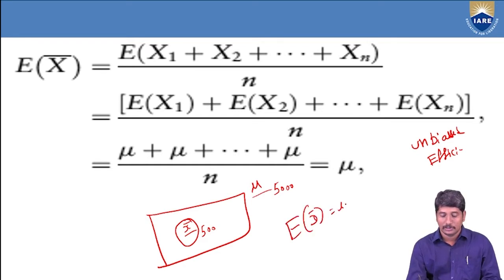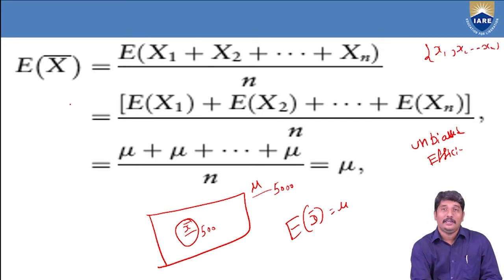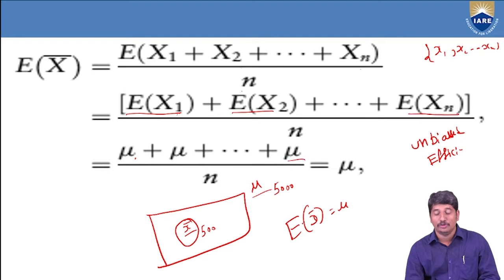Unbiasedness means x bar will be said to be an unbiased estimator of mu if the expectation of x bar is equal to mu, which is verified here. Here, x bar is calculated from the sample with the elements x1, x2, and so on up to xn. Then E of x bar will be E of x1 plus E of x2, and so on, plus E of xn, divided by n. You know that the expectation of each element of the population is always equal to mu. So this becomes mu, and so on.